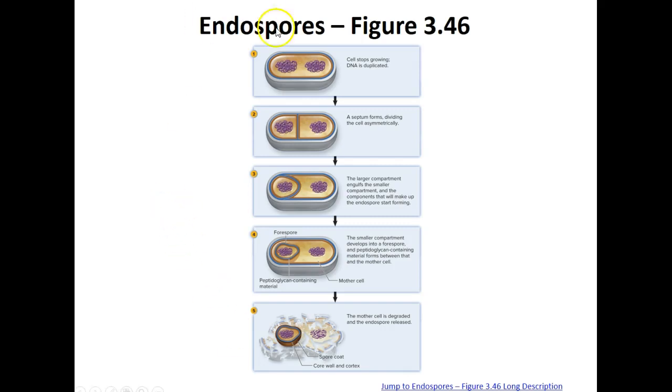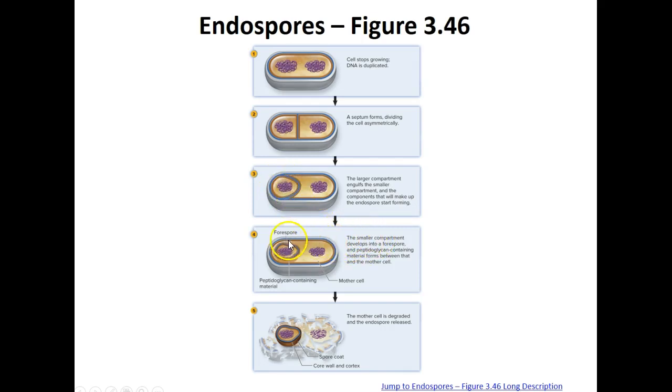This diagram walks through the steps in sporulation. You can see during sporulation, the cell must first become starved. Once it's starved, the cell can actually start to duplicate its DNA. Once the DNA is duplicated, a septum is formed. And this septum divides the cell. As you notice, the area to the right is a little bit bigger than the area to the left. This is the beginning of the spore formation. The larger compartment begins to engulf the smaller one. And the components within the smaller compartment ultimately begin to form the endospore.